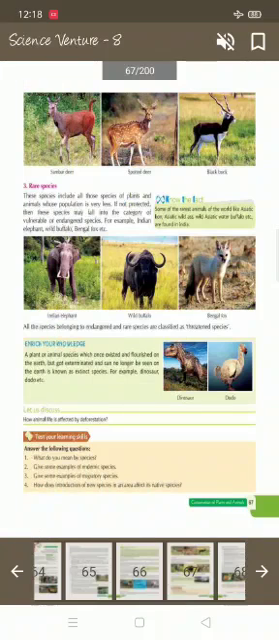Rare species. These species include all those species of plants and animals whose population is very small. If not protected, then these species may fall into the category of vulnerable and endangered species. For example, Indian elephant, wild buffaloes, Bengal fox, etc. All the species belonging to the endangered and rare species are classified as threatened species.